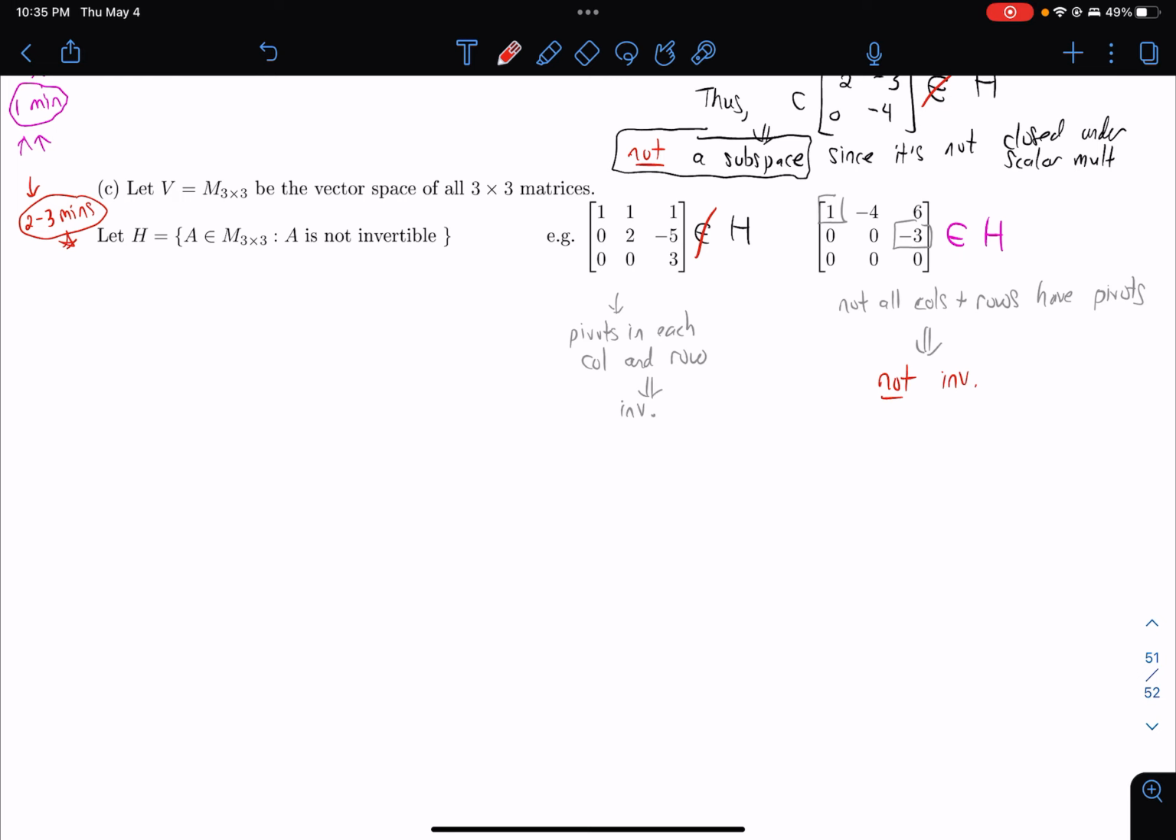Okay, so let's talk about it. I could go through the list of all 3 and think about them, but it turns out this is not a subspace, and I'm going to point out a property that doesn't work. So let's check closure under addition.